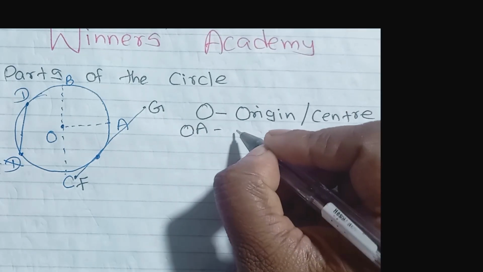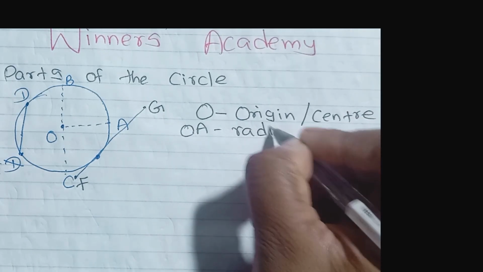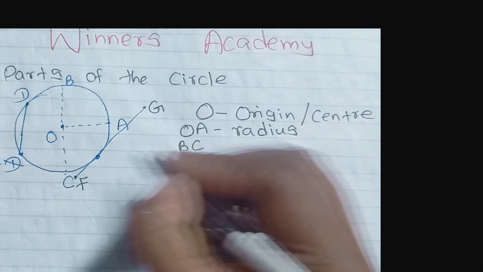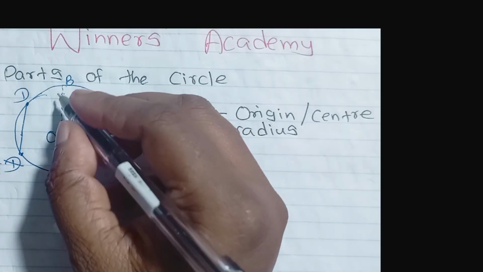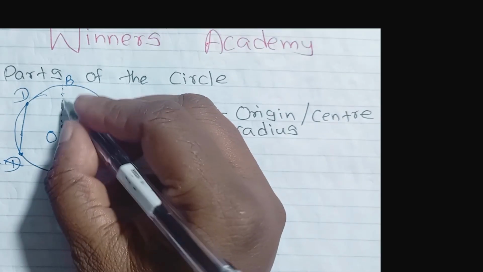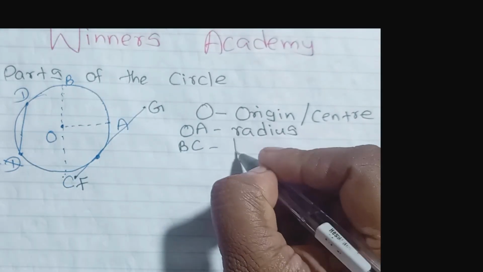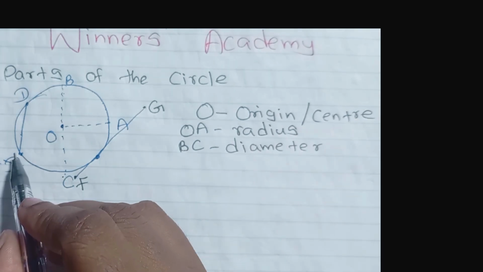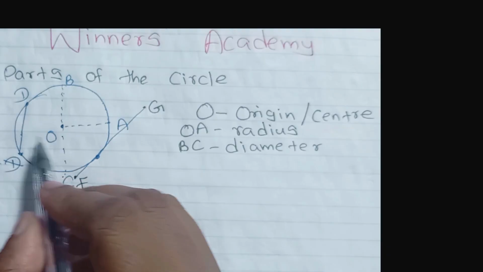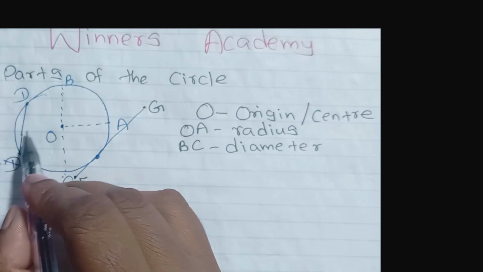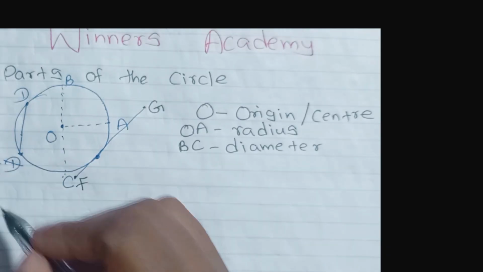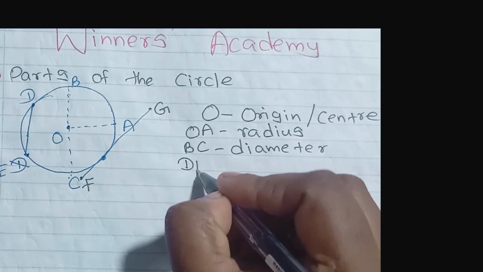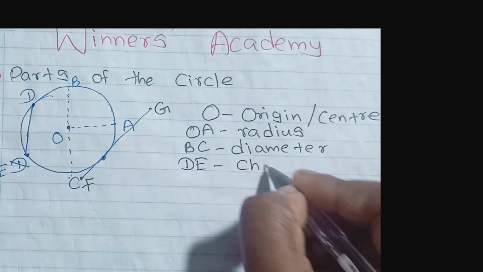OA means the radius. And BC means the diameter, right? BC means you are joining two points on the circumference through the center, so it is called the diameter, right? And also if I am joining two points on the circumference externally, not through the center, it is called a chord, that is, DE is the chord, right?